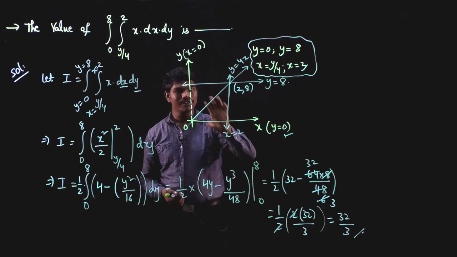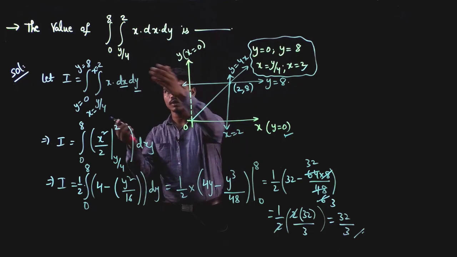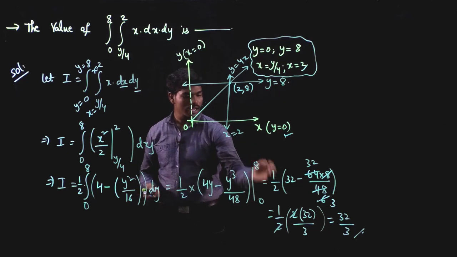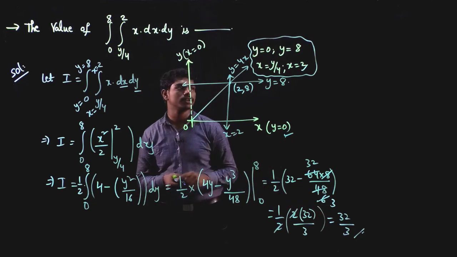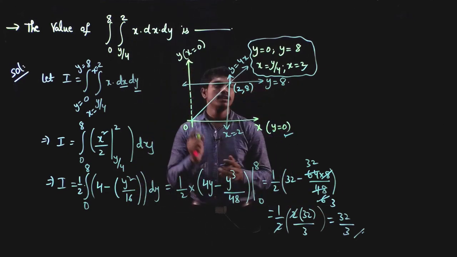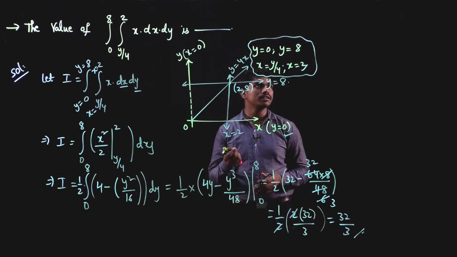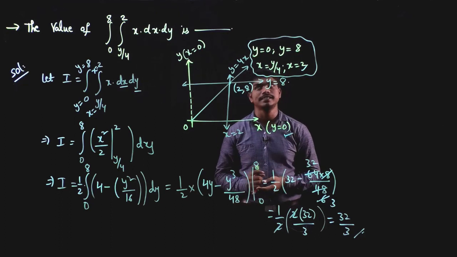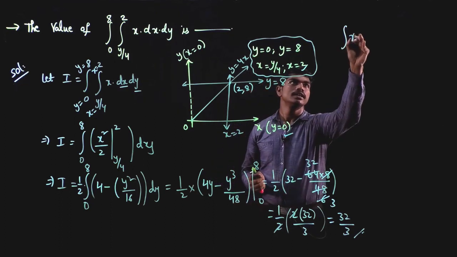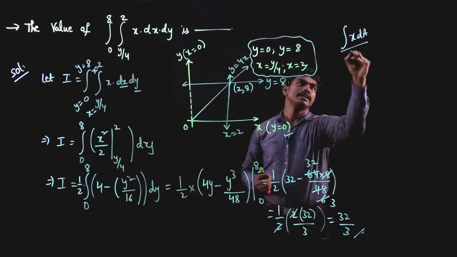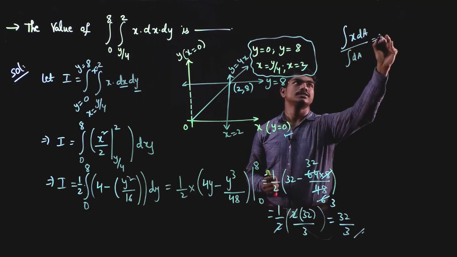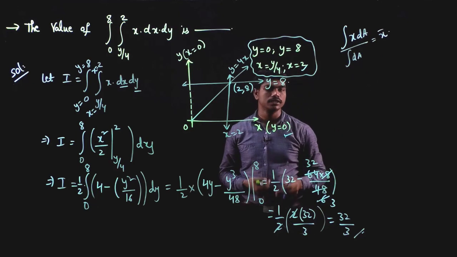But now if you have little idea physically what these quantities are representing, you can attain the answer 32 by 3 in further simple analysis. Look, if you remember, many of you might have covered engineering mechanics course in basic undergrad. So what does it say? Integral x dA divided by integral dA is equal to x bar, which is actually the x coordinate of the centroid that you are dealing with.